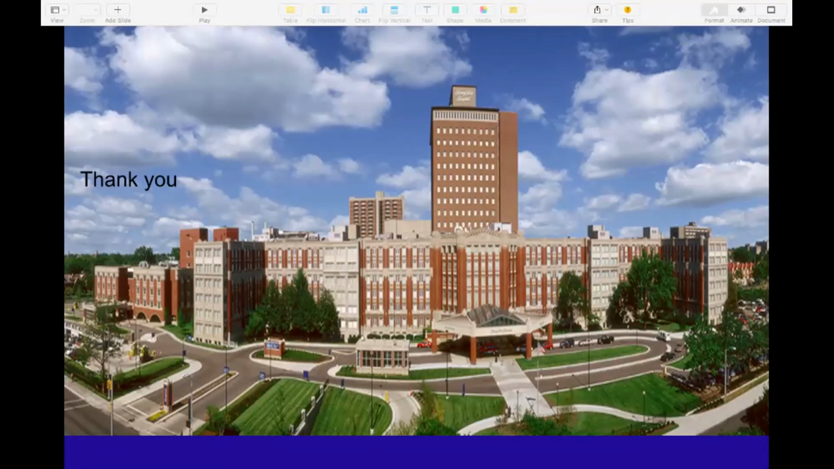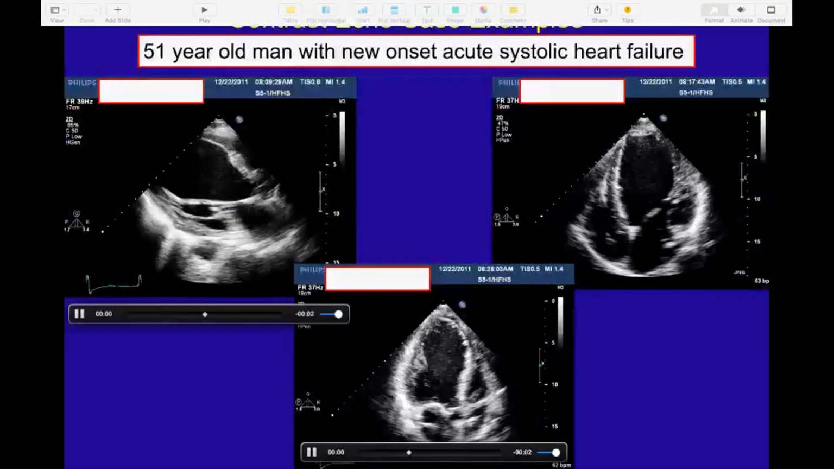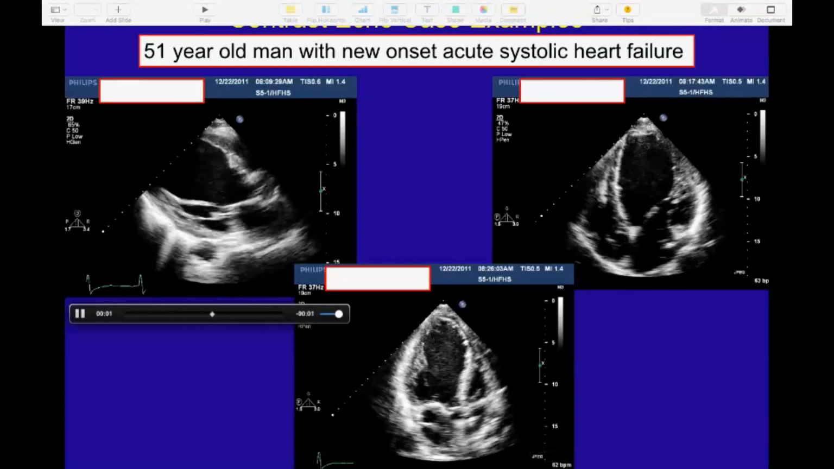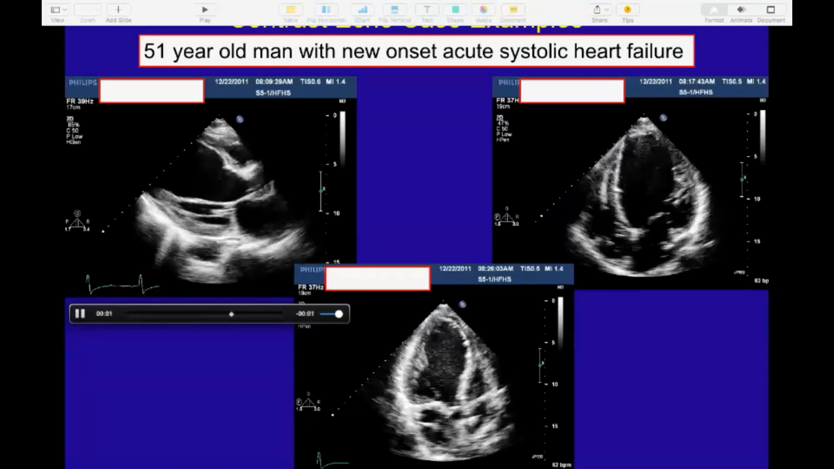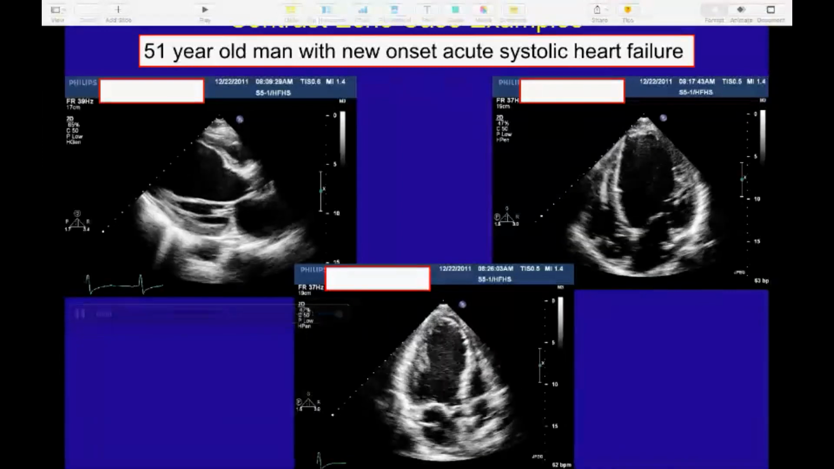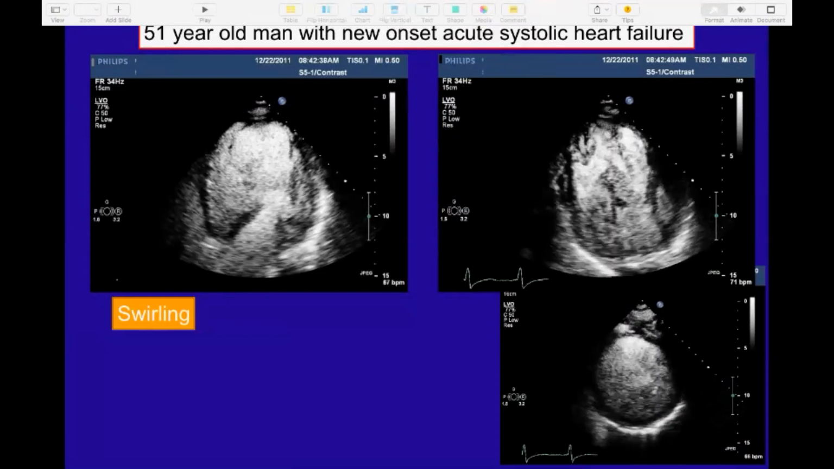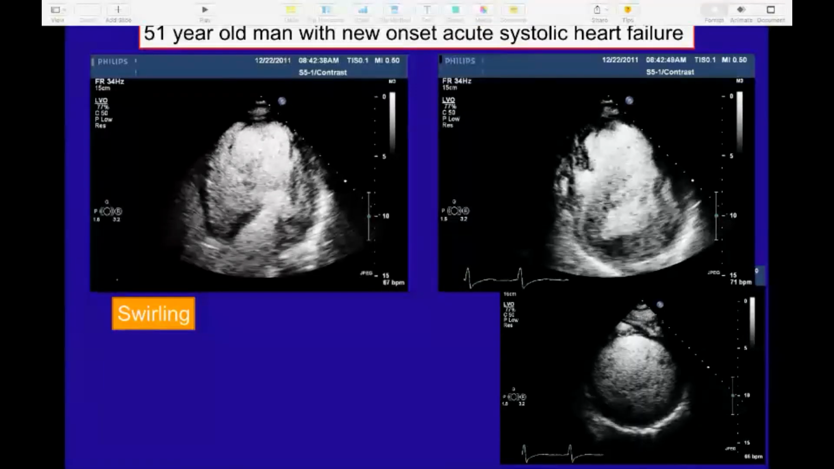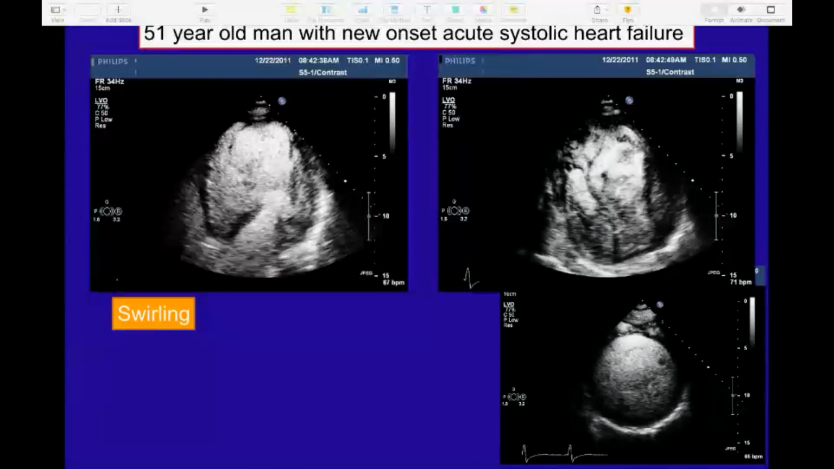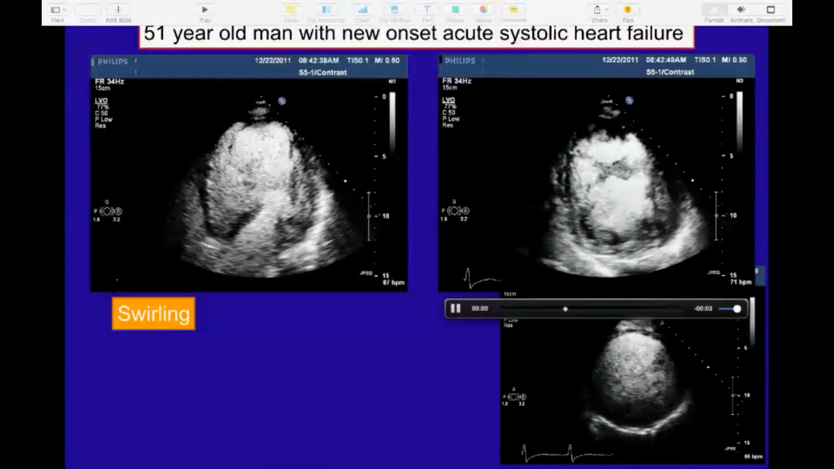Perfect. Okay, so let me show you some cases just to illustrate the value of contrast. You have a 51-year-old man with new onset acute systolic heart failure. All of us would agree that this patient has significant left ventricular dysfunction with wall motion abnormalities. I wanted to show you this from the left ventricular dysfunction standpoint, because you may get this as a scenario for indicating swirling. So you can see swirling of contrast in this particular case.